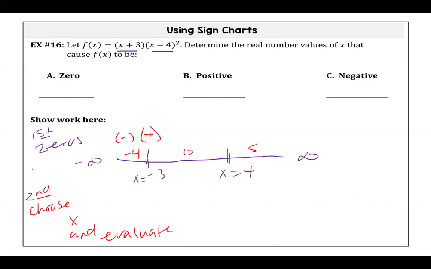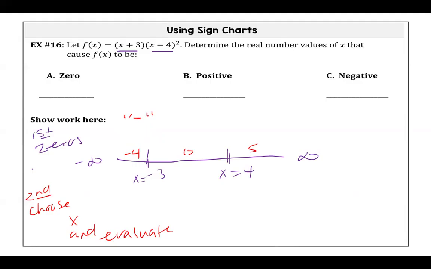A negative times positive is a negative. So this is a negative y situation. No matter what I plug in, the y's are going to be negative. Okay, let me repeat it again. I see some faces of confusion.